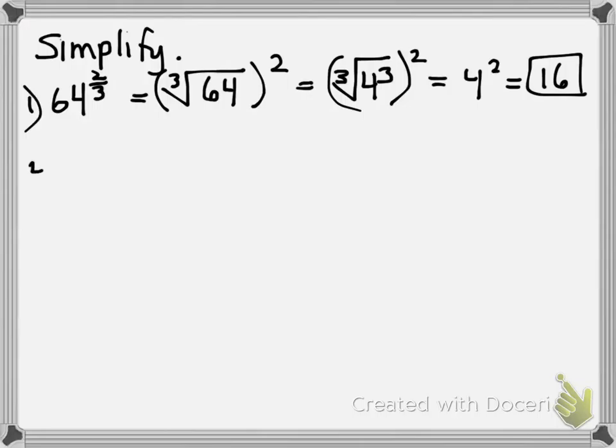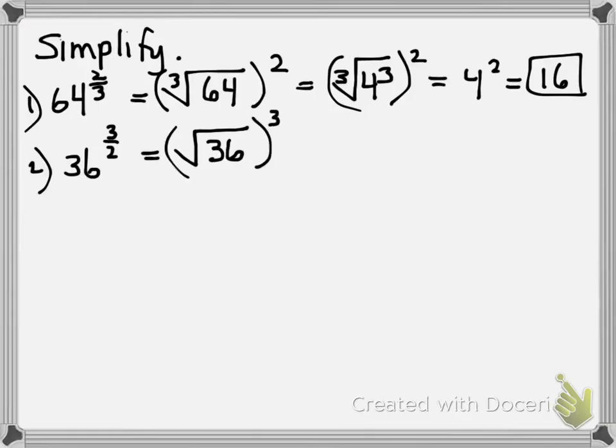Okay, let's try another one. 36 to the 3/2 power. Okay? Is that a 6 or a B? 36. No variables. So, what root are we taking the 36 to? Second root. So we're taking the square root, and then we're going to cube that answer. Well, we should know what the square root of 36 is. What is it? 6. And if you remember from a question you just asked me, what's 6 cubed?